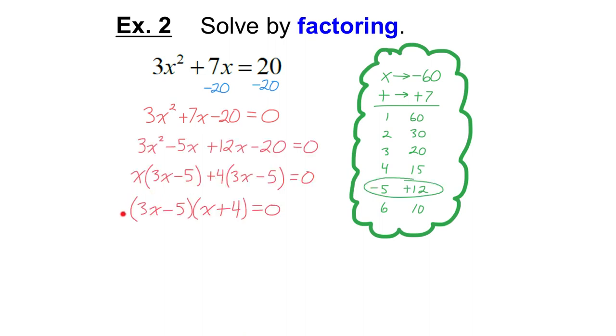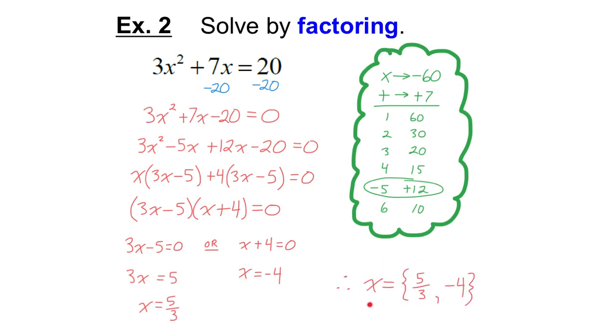So once you factor it, you end up with this: 3x minus 5 times x plus 4 equals 0. Now you can use that zero product property to solve. And when you do that, you get x equal to 5/3 or x is equal to negative 4. And we can write our final answer like this using set notation. That makes it look nice.